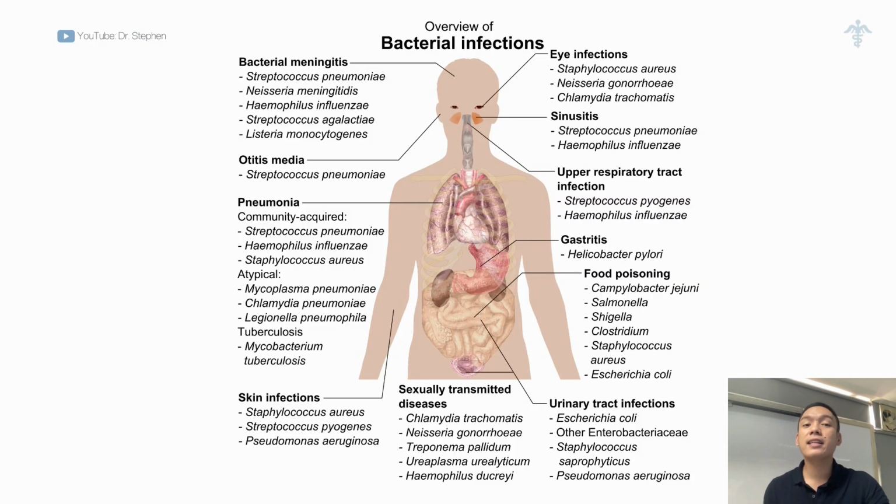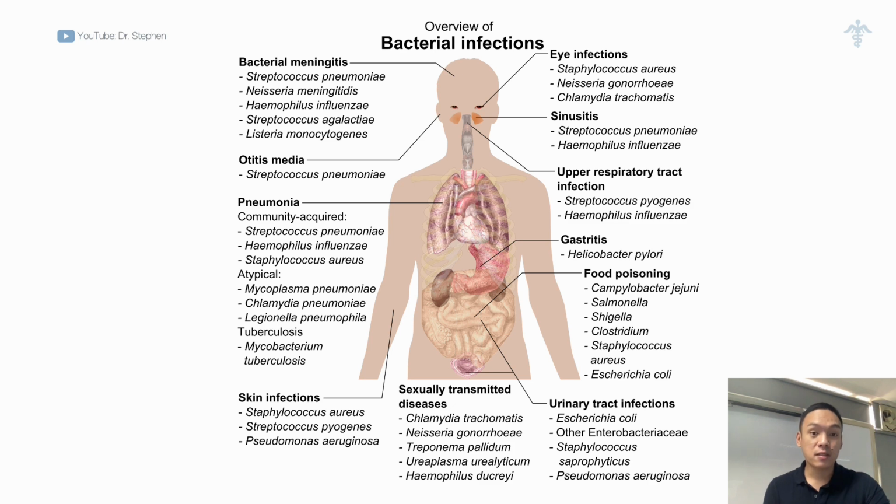Using this figure, you will see an overview of bacterial infections, starting from bacterial meningitis and the genera and species of bacteria that cause the disease. And there is not just one, but a lot of bacterial species that cause bacterial meningitis, otitis media, pneumonia, skin infections, sexually transmitted diseases, urinary tract infections, food poisoning, gastritis, upper respiratory tract infection, sinusitis, and also eye infections.